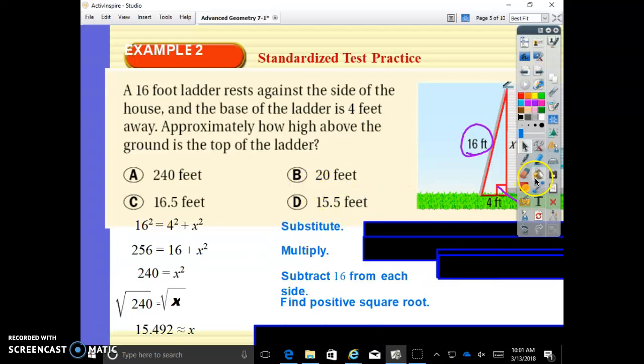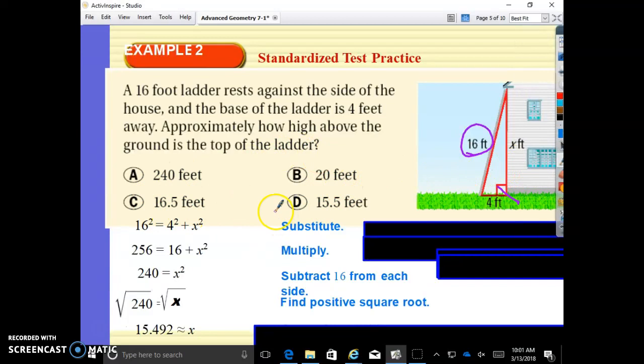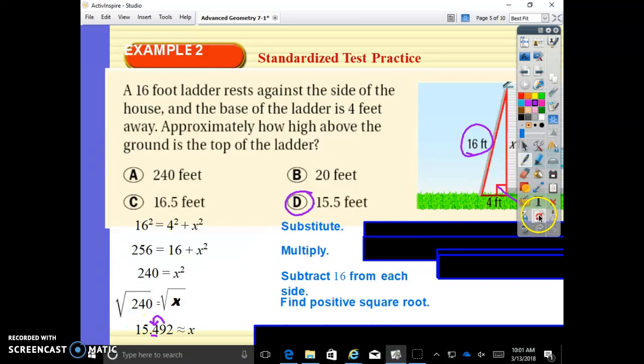15.492. So we didn't do it in simplest radical form because I saw that all of our answer choices were in whole numbers or decimals. So that's why I just plugged it into my calculator and found out that our answer should be 15.5 because this 9 makes the 4 a 5. Any number 5 or greater is going to make it higher. And then if this would have been a 0, 1, 2, 3, or 4, then the 4 would have remained the same, the 4 tenths.